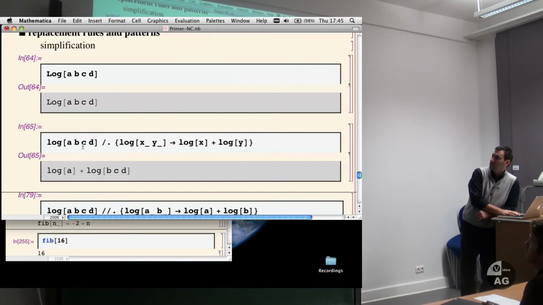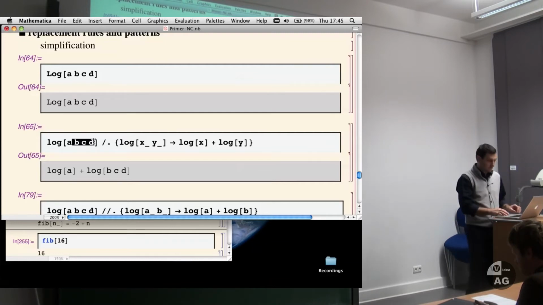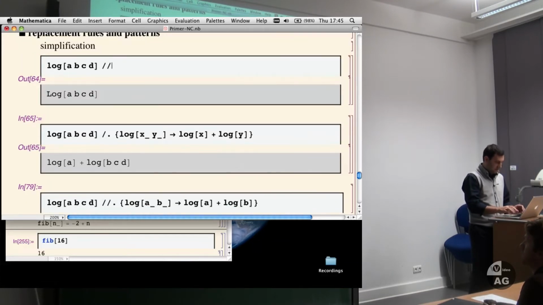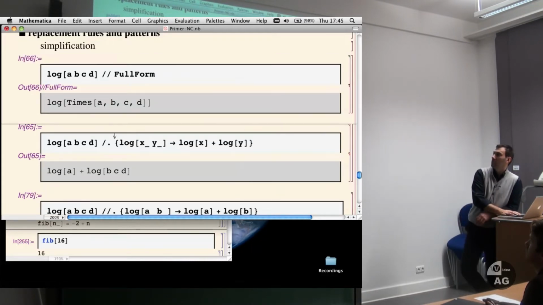And here it is. So X matches A, Y matches B times C times D, yeah? Can I see the full form of logarithm of ABCD? Is this a multiplication of 4 things? Or is it some kind of power? No. It's times A, comma B, comma C, comma D. Okay, and how can the replacement rule match? Because it matches on a multiplication of 2 things, and this shouldn't match on a multiplication of 4 things.